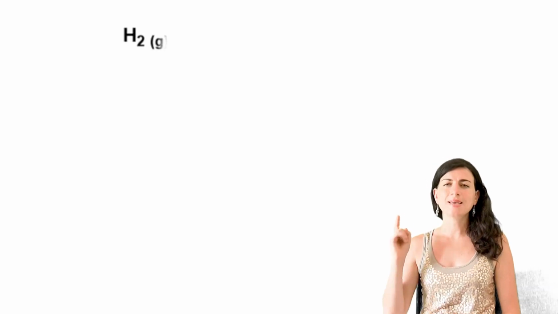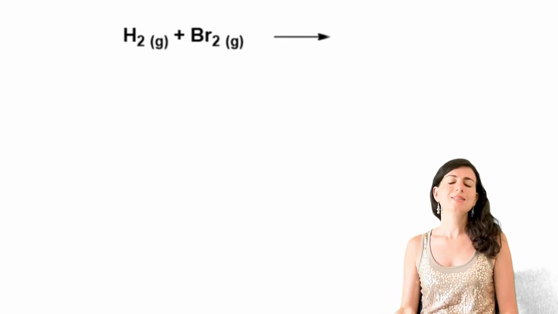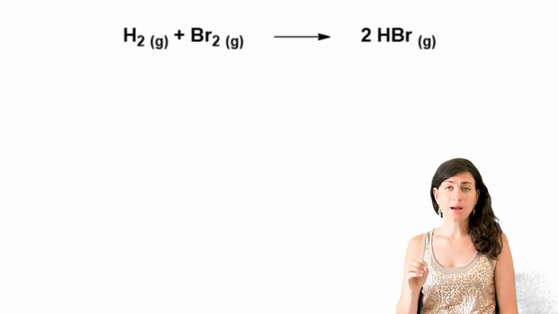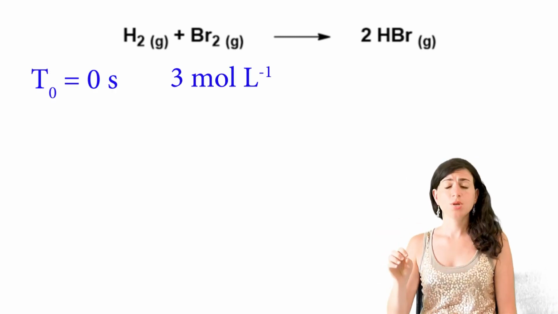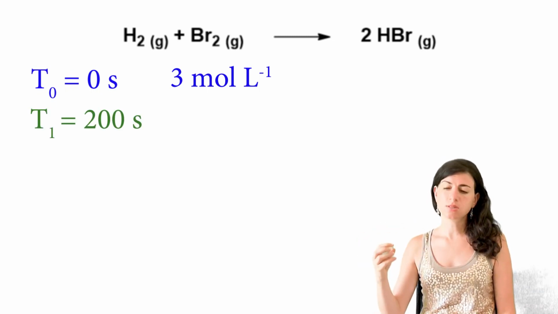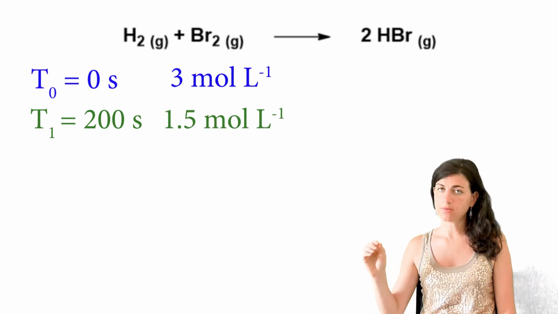But you know, chemists are chemists with their problems. But now, let's take an example just to understand better. So let's take this reaction. Let's suppose that we have calculated the concentration of bromine at the beginning, which was 3 mol over liter, and then after 200 seconds, the concentration was 1.5 mol over liter.